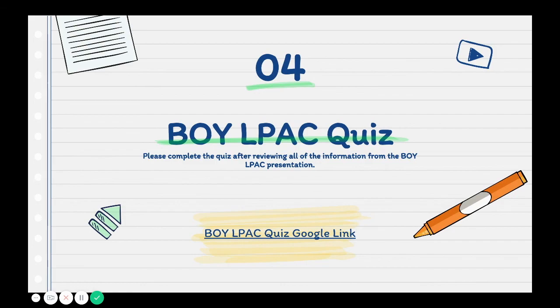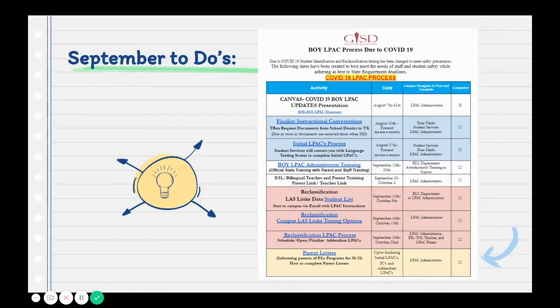The following will be different click sheets that have been created for you to give you a scheduling of the information that was provided in this training. So let's get started with the September to-dos. This too is a document that you may use to guide you through the beginning of the year process of LPAC requirements, from finalizing your instructional conversations, initial LPAC process, to this beginning of the year LPAC administrator training, to moving on to reclassification process and finalizing parent letters.